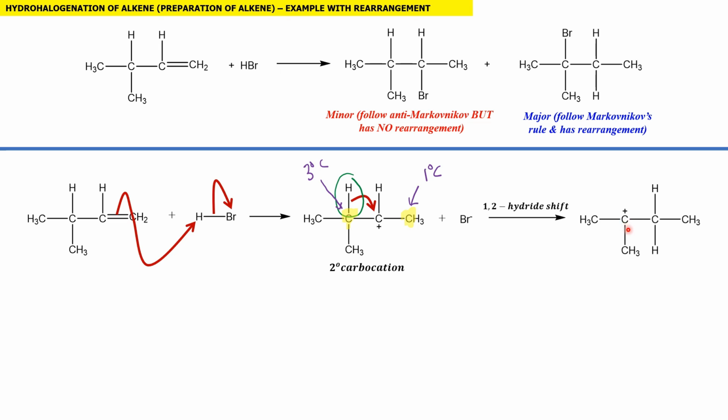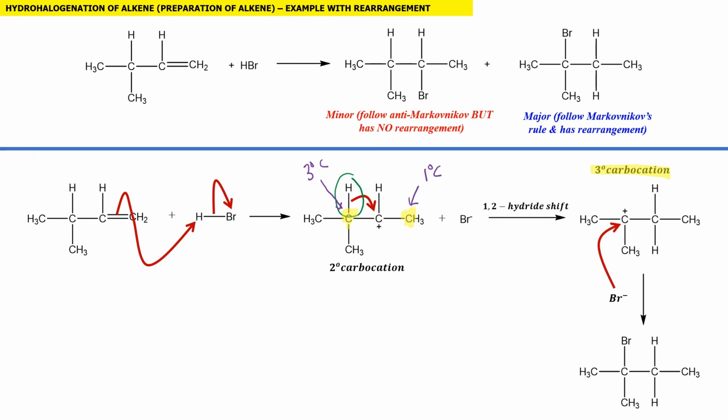So by classify this carbon of the carbocation, kita akan dapat tertiary carbocation. So the tertiary carbocation here is already the most stable carbocation. So next, you boleh proceed dengan our very last step, iaitu Br minus attack the C plus. So by doing that, maka kita akan dapatlah this kind of major product.